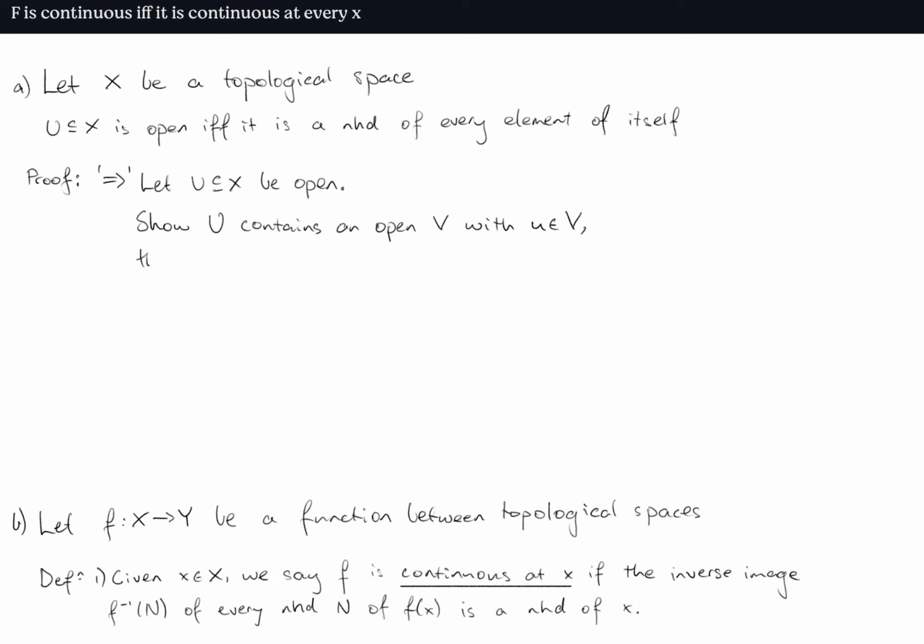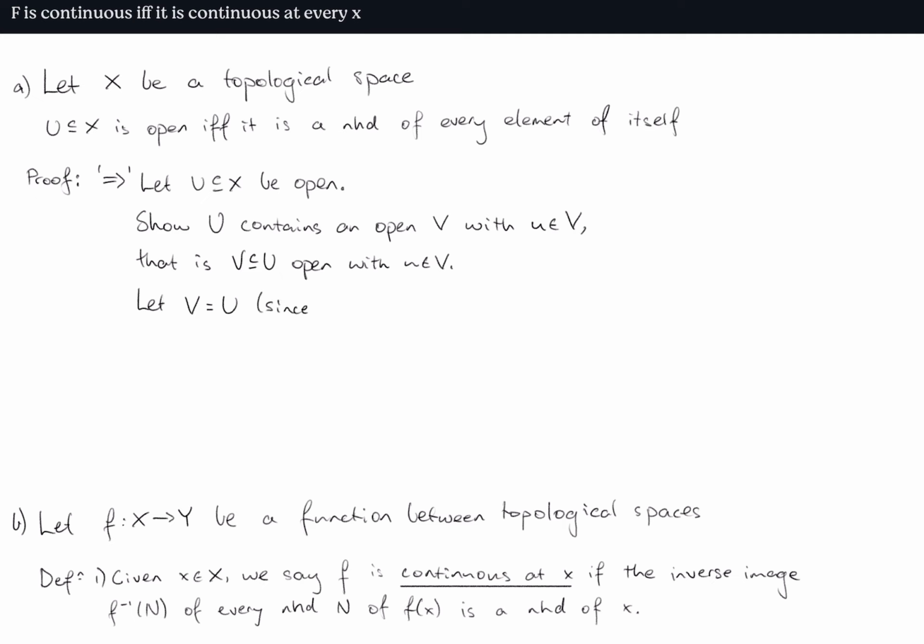That is, V in U open with u in V. Well, this is, as I said earlier, vacuously true by just taking V to be the set U itself. And since U is an open set, we've shown that the neighborhood contains an open set, and it's just itself.